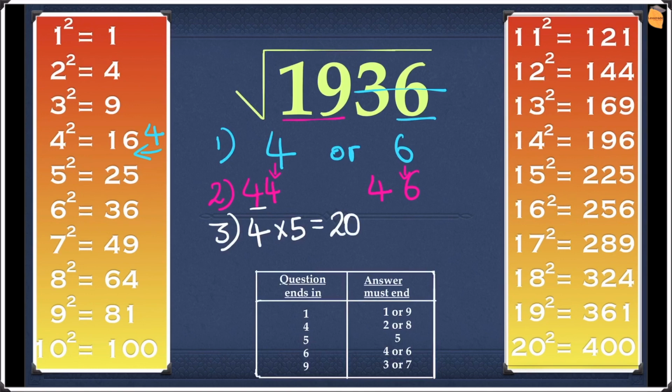Compare the 20 with the 19. So 19 and 20. Okay, is the 19 greater or less than 20? The 19 is less than 20. So we have to choose a smaller number, which is going to be 44 and not 46. So our answer is 44. So well done guys for getting this one right.